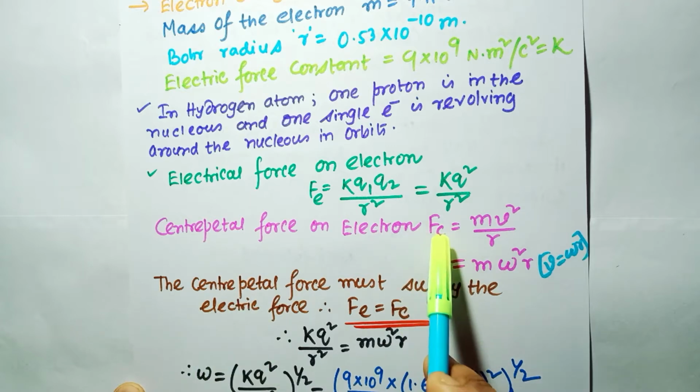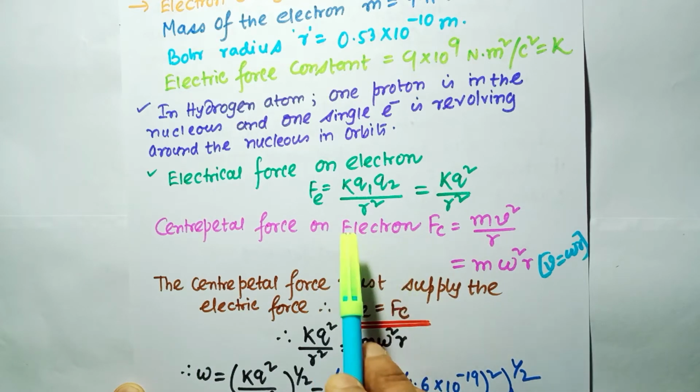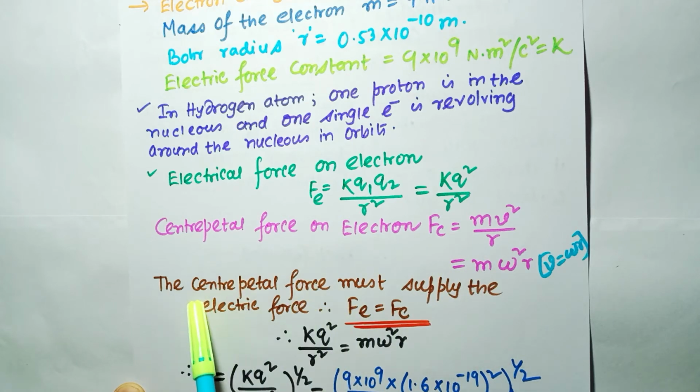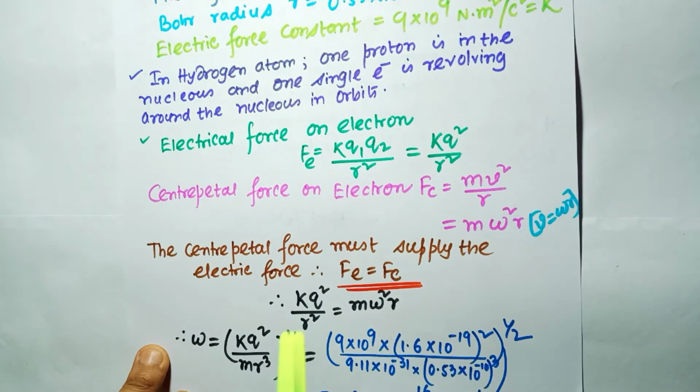So there must be a balance between the two forces. One is the electric force, another one is the centripetal force. The electric force must supply the centripetal force, so F electric is equal to F centripetal. After equating both the forces, we get K Q square by R square is equal to m omega square R. So omega has a value of K Q square divided by m R cube, whole to the power half.